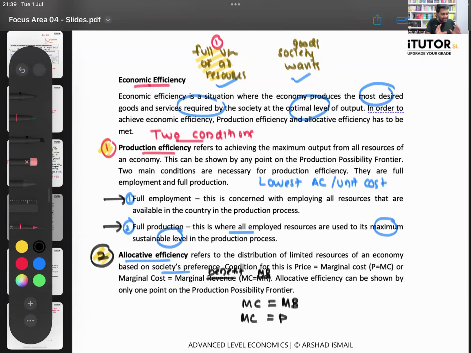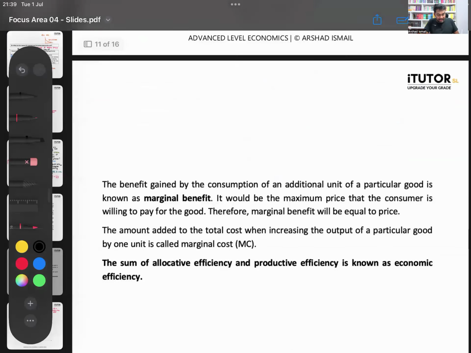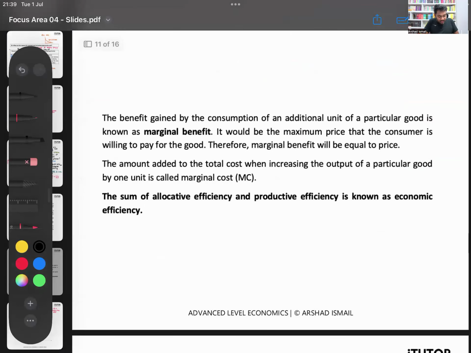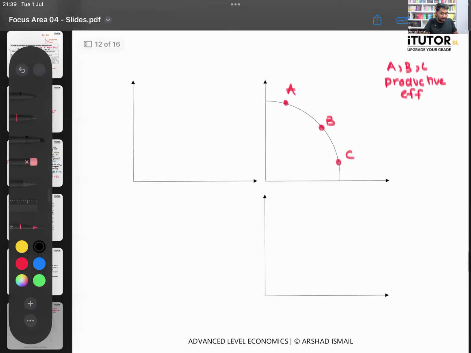I'm not going into detail of what is this marginal benefit, marginal cost, and all of it, because we don't have that much time. And it's not very important to know these in detail one by one. Remember, the condition is marginal cost should equal marginal benefit. Or in other words, marginal cost should equal price. You can substitute marginal benefit and price. So I have given a small note here to show that to you on a PPC. Okay?